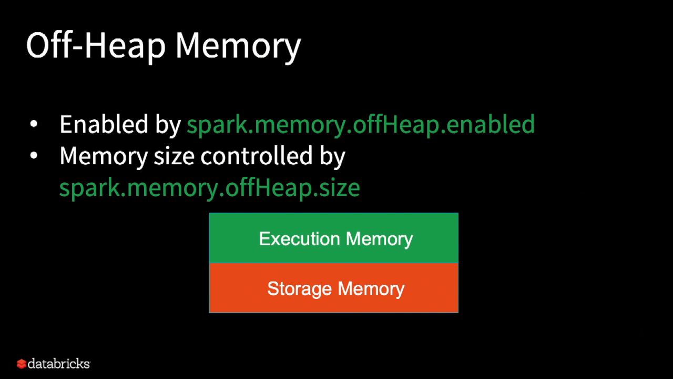The off-heap memory can be enabled by the config spark.memory.offheap.enabled, and the memory size is controlled by spark.memory.offheap.size. It can be divided into execution memory and storage memory. The off-heap memory directly acquires memory from the operating system, so it bypasses the JVM.